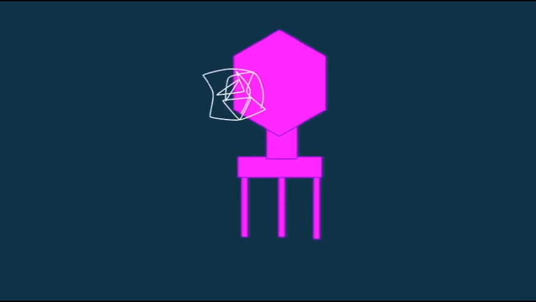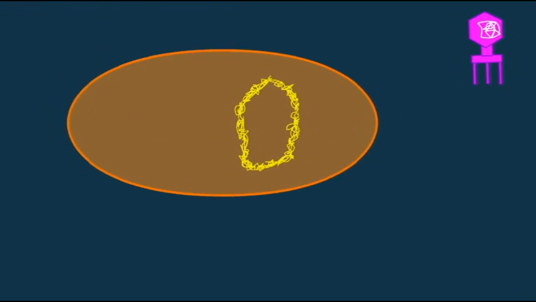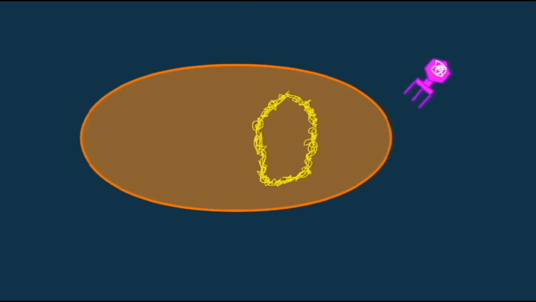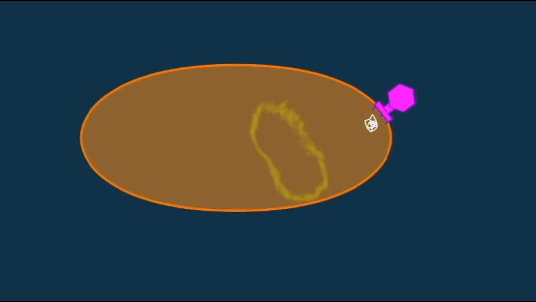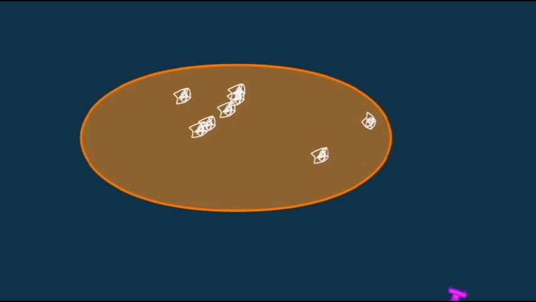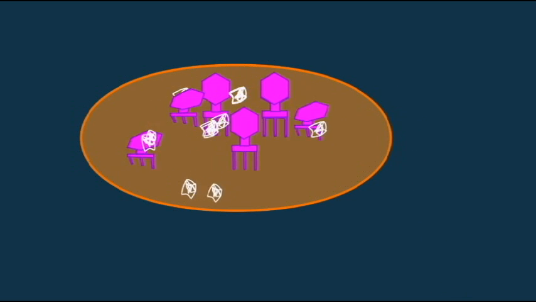The viral nucleic acid is then packaged into these protein capsids, and in what's known as the lytic process, the host cell may burst, releasing the viral particles into the environment where they can search out new hosts.